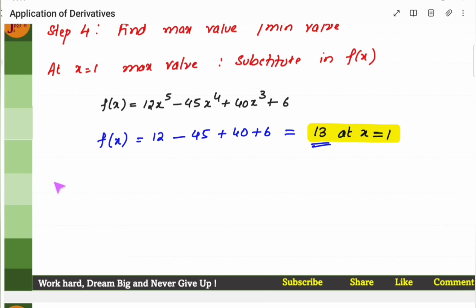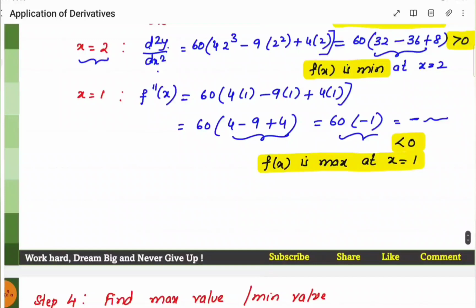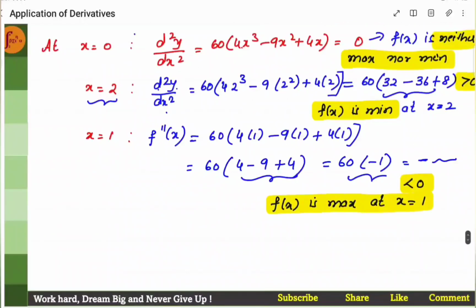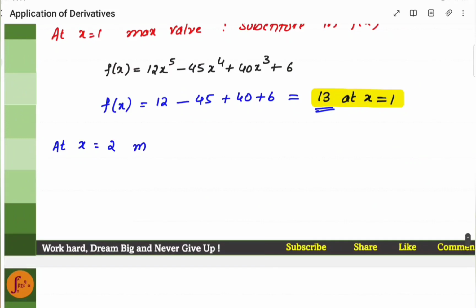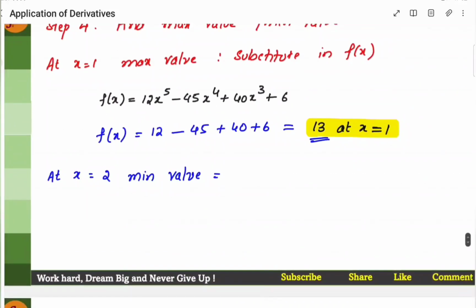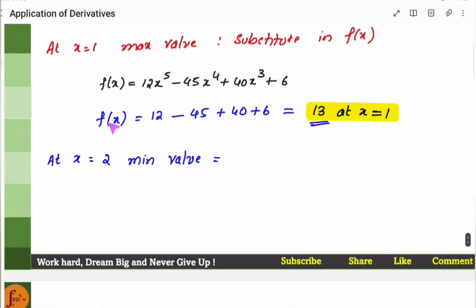Now we'll have to find at x is equal to 2. At x is equal to 2, the function is minimum. So we'll have to find the minimum value. Minimum value is equal to, when you substitute, I'll substitute 2 here.